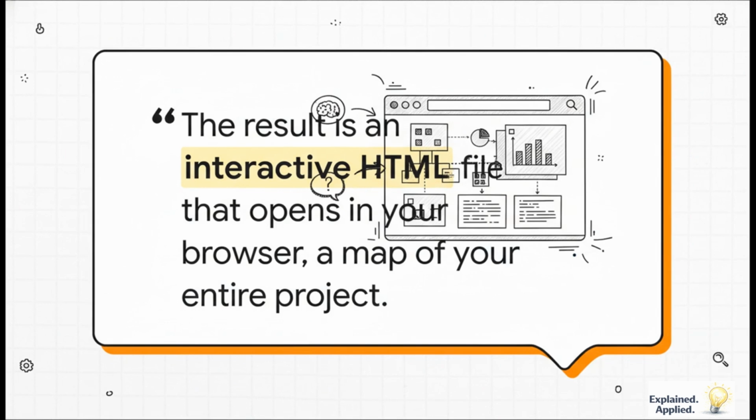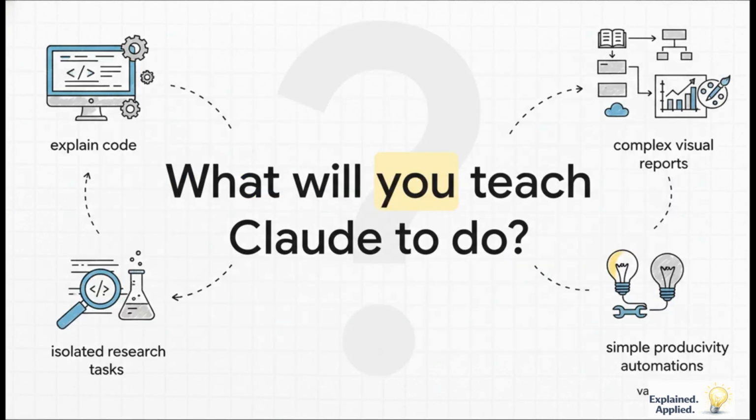And the result of running that one simple skill? An interactive HTML file that opens right up in your browser, giving you this beautiful, collapsible map of your entire project. You can explore the file structure, see relative sizes, and really understand your code's layout visually, all from a single, simple command.